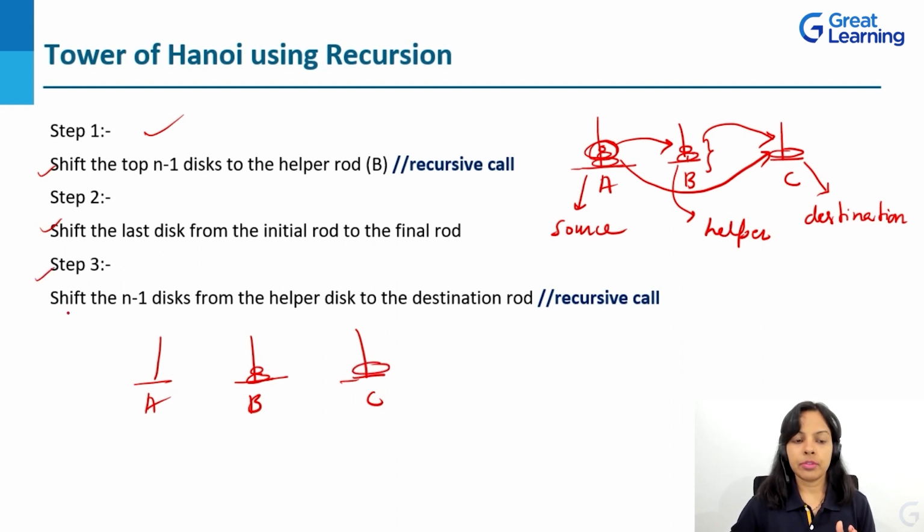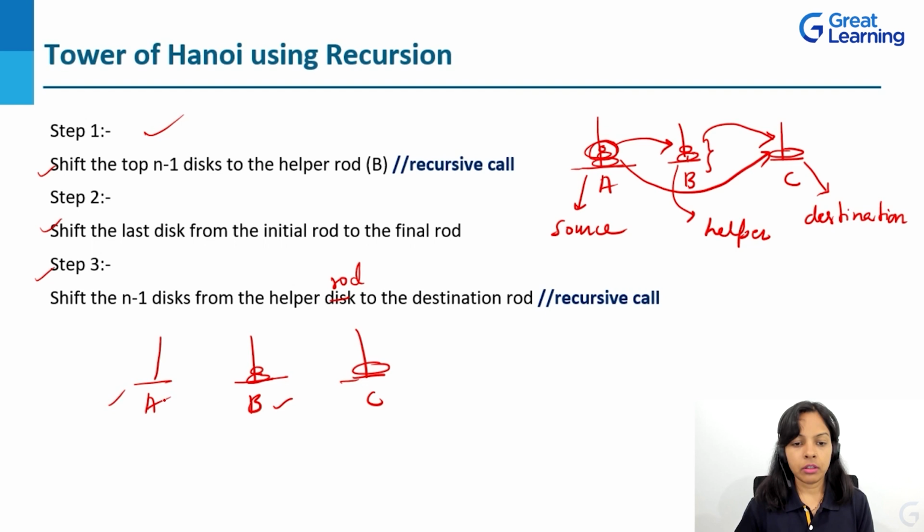Now coming to the third step. The third step says that you have to shift the remaining n minus 1 disks from the helper rod, that is rod B, to the destination rod. Now to shift this from helper rod to destination rod, again it is a Tower of Hanoi problem itself, right? But this time the Tower of Hanoi problem for 2 disks. That is, the 2 disks you have to shift from rod B to rod C with the help of rod A. Getting it? Only the source rod and the helper rod are changing. Remaining things are the same.